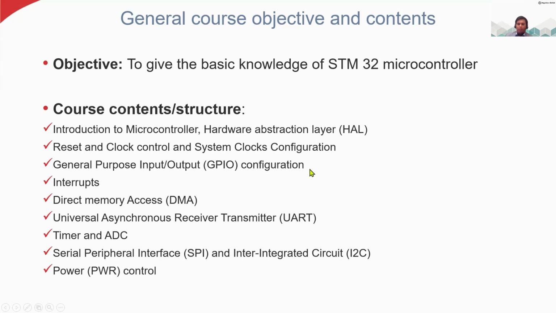What it means is, every microcontroller or microprocessor has input output pins. So we are giving input to the pin and we are also getting output from the microprocessor. So we can configure these pins in different modes. So we will see about this GPIO configuration.